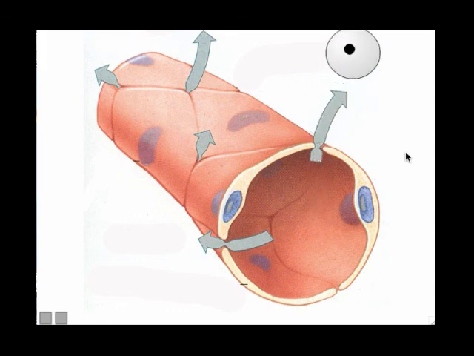Now that looked like a pretty tight squeeze, right? Because these little gaps in the walls of the capillaries are pretty small. Well, when we talk about the immune system, which will actually be more towards the end of the semester, I'll talk about a substance that your immune system makes called histamine. And just as a preview, histamine makes those gaps bigger.